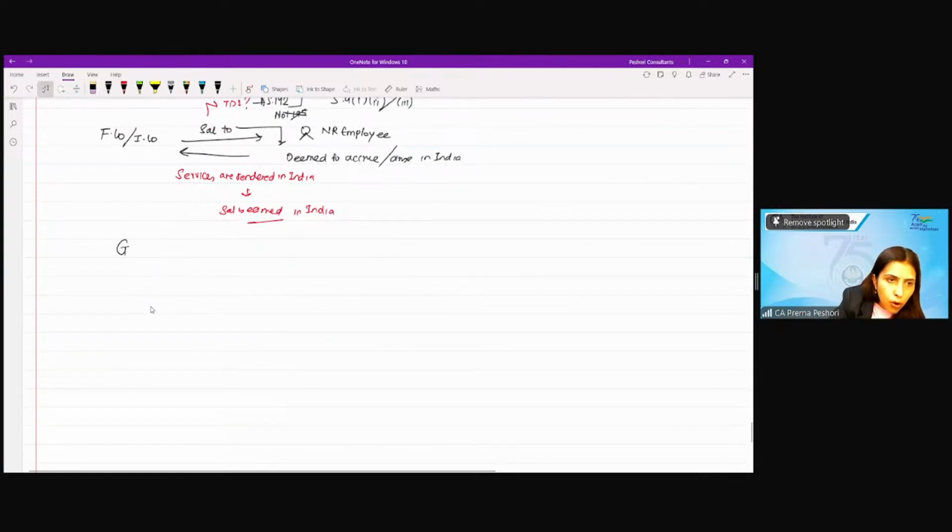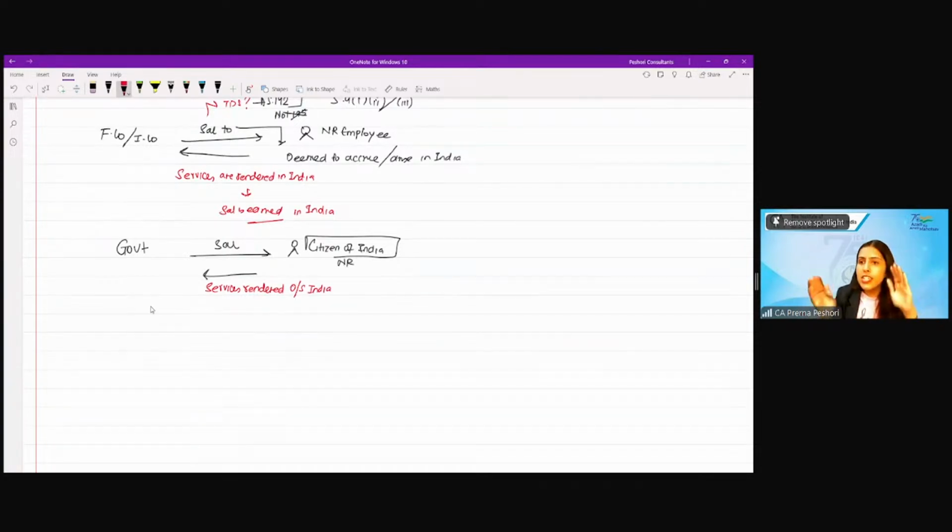So if the employer is the government, salary is paid to a citizen of India who is a non-resident. But he should be a citizen of India, right? Or even the services rendered outside India. See, if he is rendering the services in India, 912 is any which way going to cover him. 912 doesn't say it will not cover a government employee.